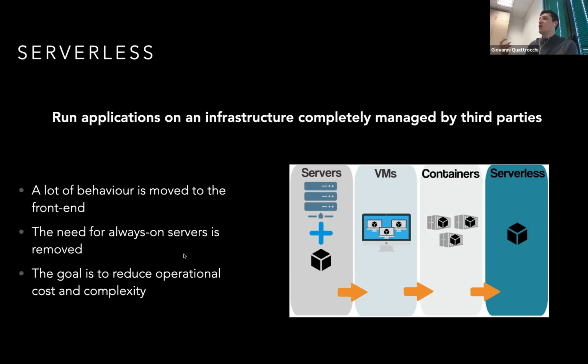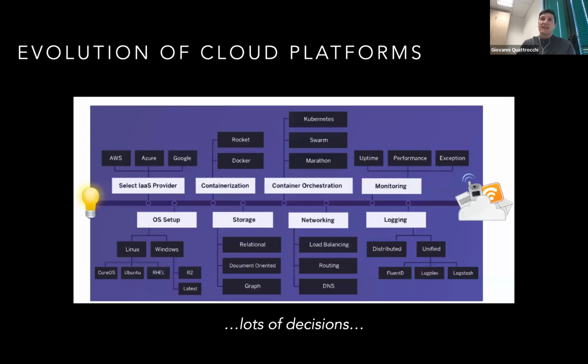So the idea is that if a company completely onboards serverless, this company doesn't need to have always-on servers. It has a provider that manages the infrastructure, but from the point of view of the company, there is no infrastructure at all. There is just an application running somewhere, and it's completely managed. And again, the goal is to reduce the operational cost and complexity that arise from this complex chart.